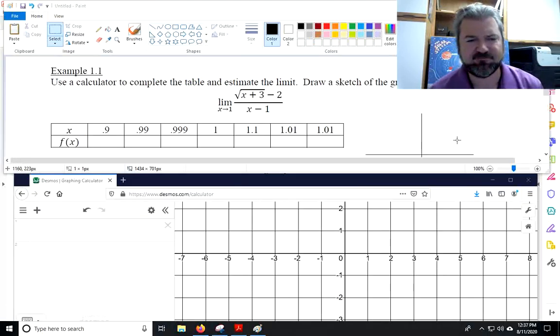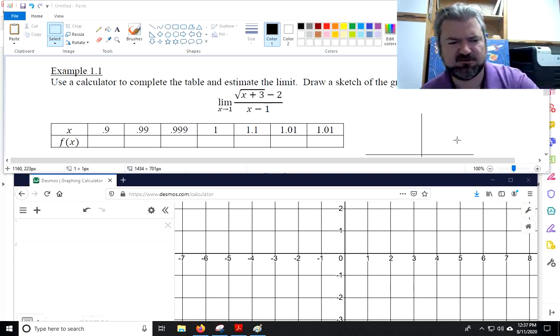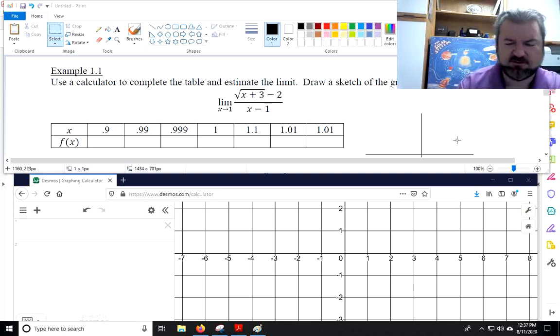Okay, so I've got our example problem here, just in a simple paint page so I can draw on it. And I've also got our Desmos graphing calculator here that will help us complete this assignment. Okay, so let's read this together. Use a calculator to complete the table and estimate the limit.